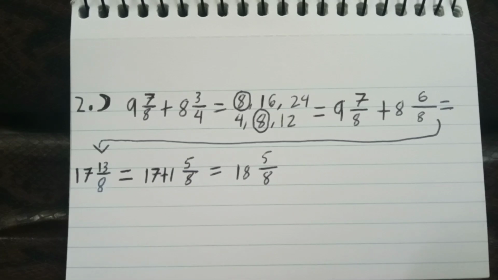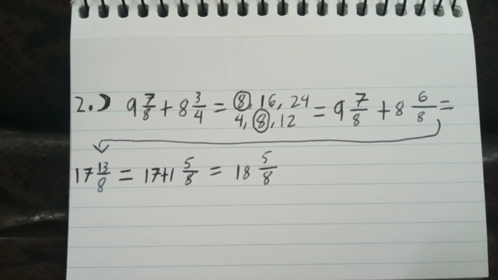So here for our second example of addition of mixed numbers, you can see we have 9, 7 over 8 plus 8, 3 over 4. So as we did earlier in the first example, we have to find the common denominator. How do we do that again? We find the least common multiple.